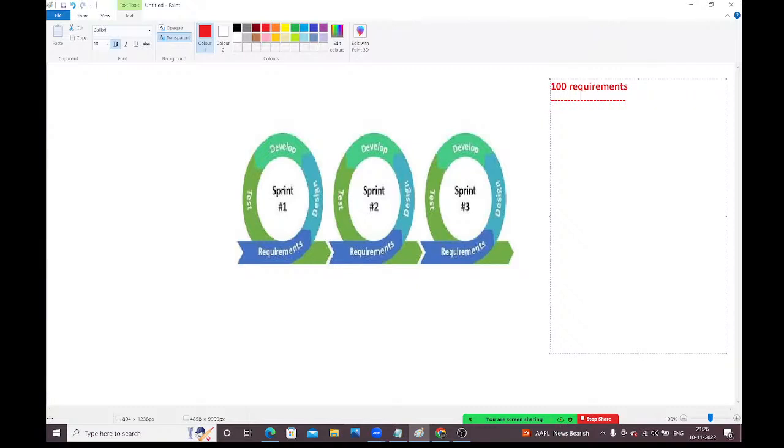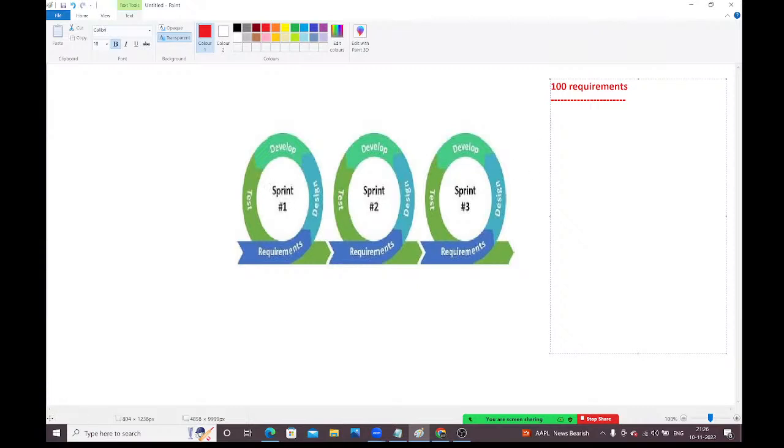If you go with the waterfall methodology, all these 100 requirements we need to deliver in a single shot. But coming to Agile, all these 100 requirements we are going to split and break into several phases. In Agile terminology, a phase is nothing but a sprint.